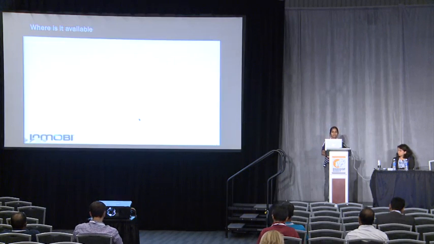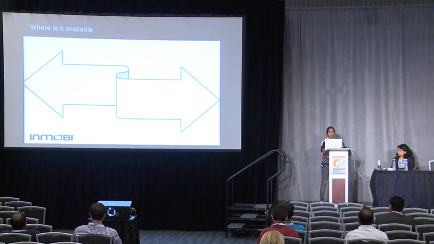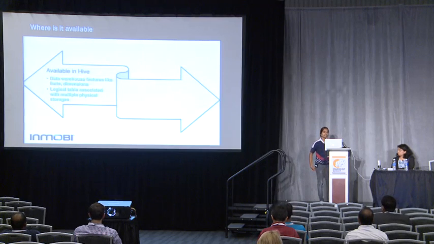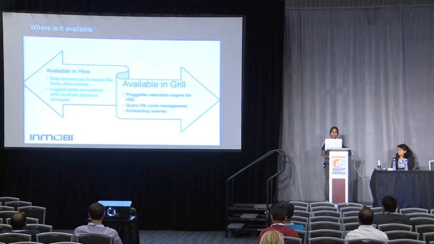So we have seen the data warehousing features and the logical table association. This is all available in Hive directly. And now we'll see what is available as Grill: a pluggable execution engine for the HQL that we have, and query lifecycle management and scheduling.